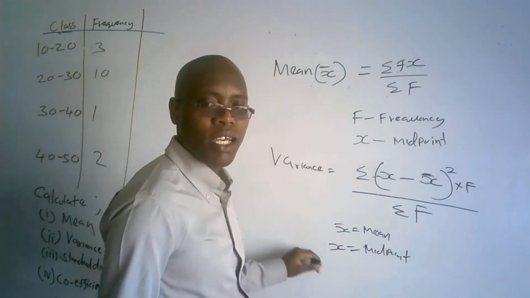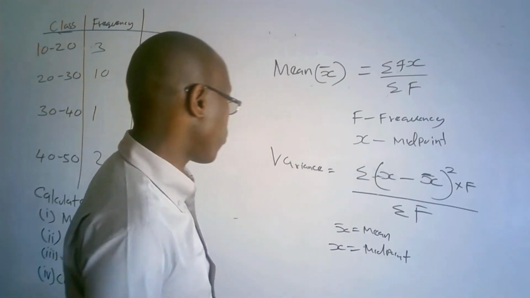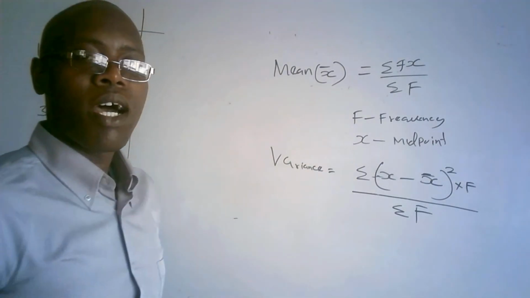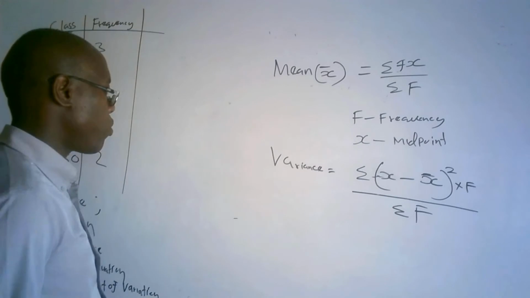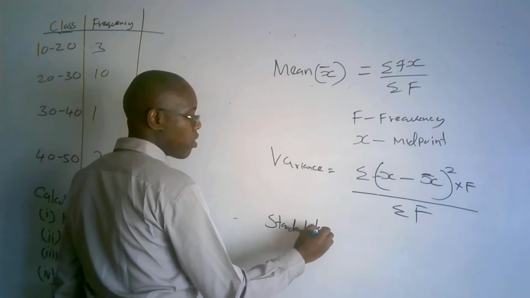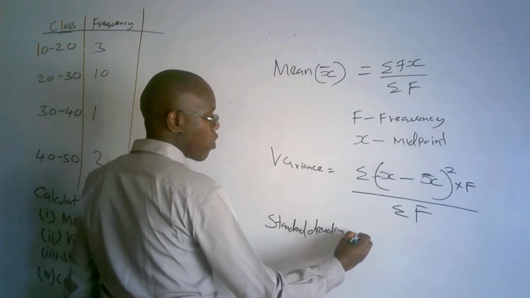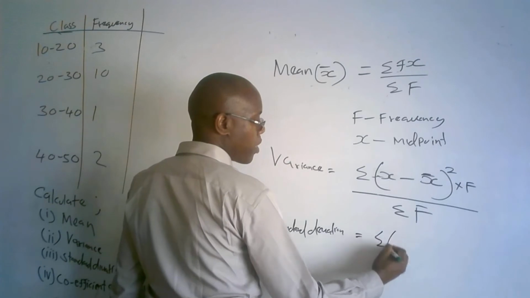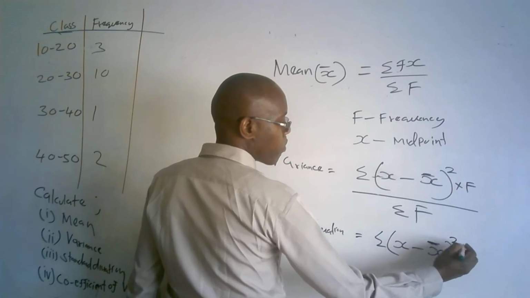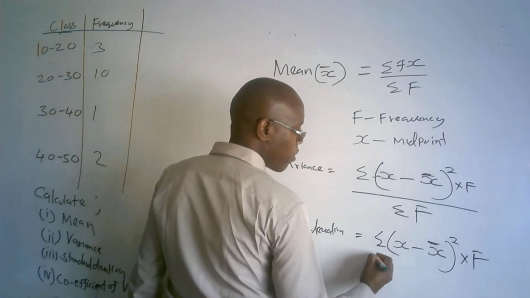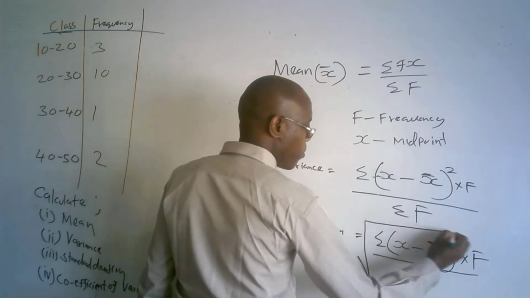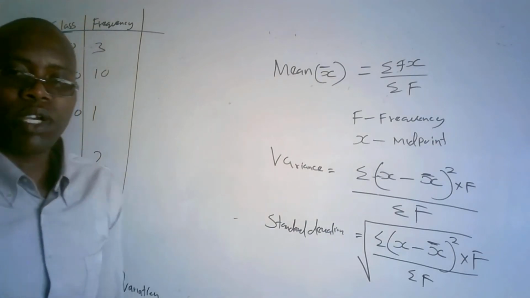The next thing that we need to know how to calculate is the standard deviation of this grouped data. How can we calculate the standard deviation? The standard deviation is going to be given by summation of x minus x bar, squared, multiplied by f, divided by summation of f, and everything should be under a square root. So that's how you get the standard deviation.